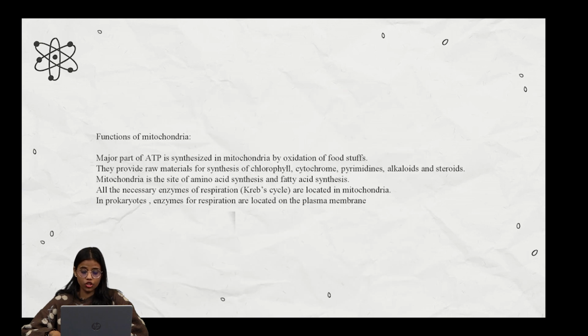Now we talk about the function of mitochondria. The major part of ATP is synthesized in mitochondria by oxidation of foodstuff. It provides raw material for the synthesis of chlorophyll, cytochrome, pyrimidines, alkaloids and steroids. Mitochondria is the site of amino acid synthesis and fatty acid synthesis. All the necessary enzymes for respiration are located in mitochondria. In prokaryotes, enzymes of respiration are located on the plasma membrane.